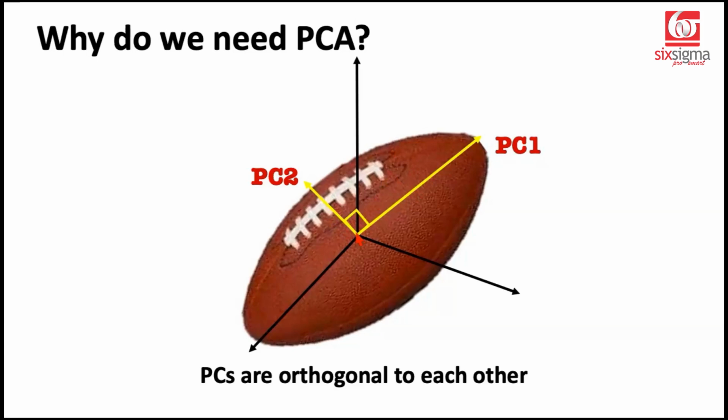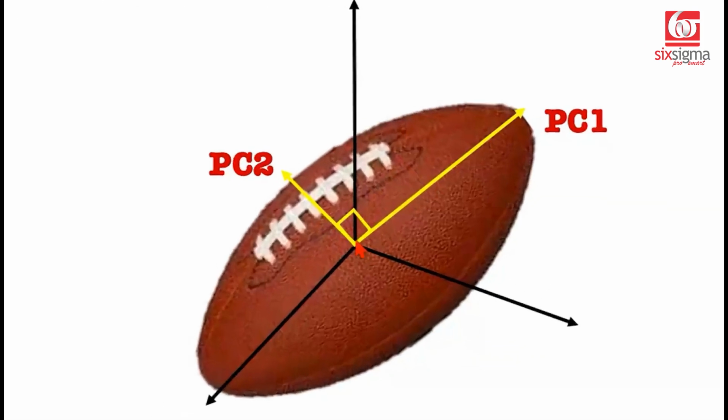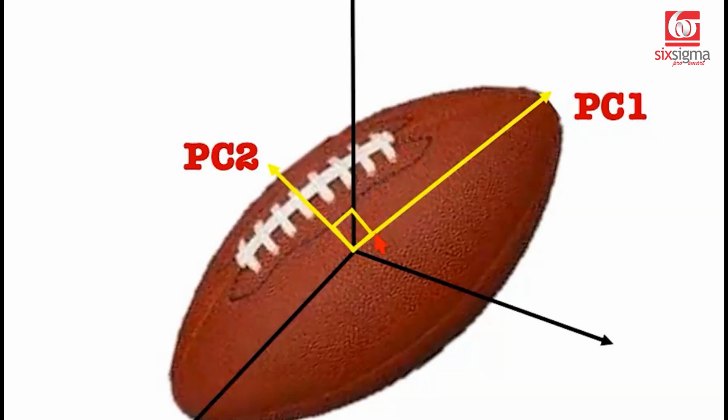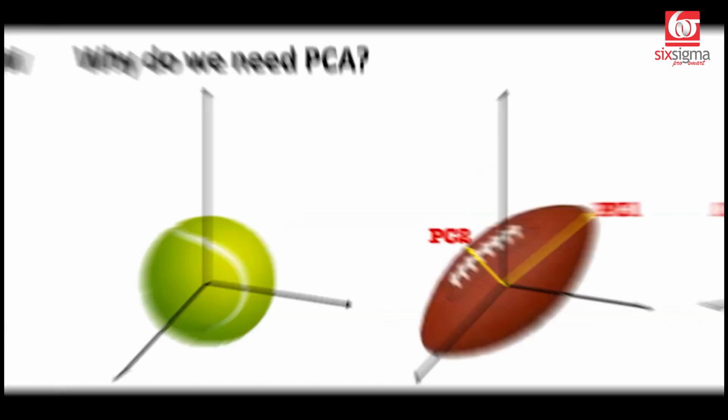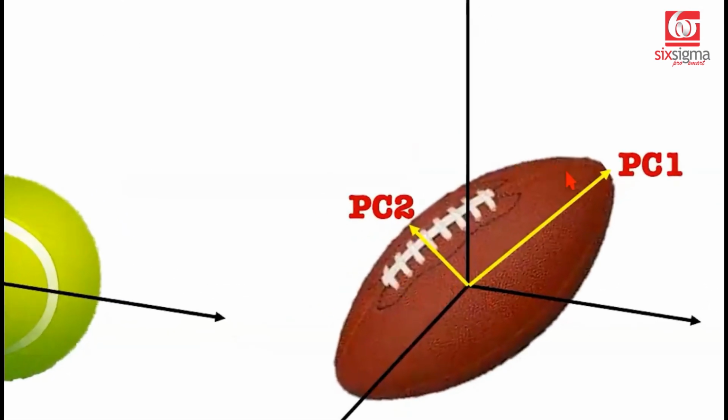When you have features which are correlated, you would often find they're aligned at a certain angle other than 90 degrees. But in this particular case, you can see that PC2 is orthogonal to PC1, which means PC1 and PC2 are independent. So all the PCs are extracted keeping this basic logic in mind. They have to be orthogonal to each other and they're extracted in the descending order of the variability that they capture.